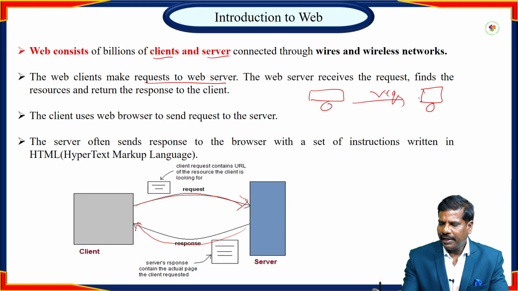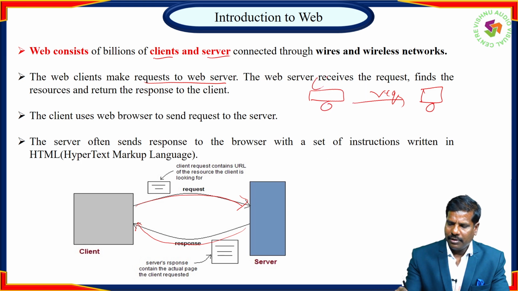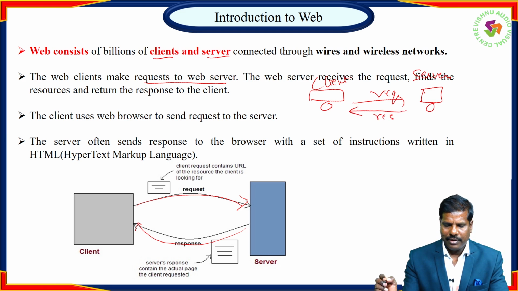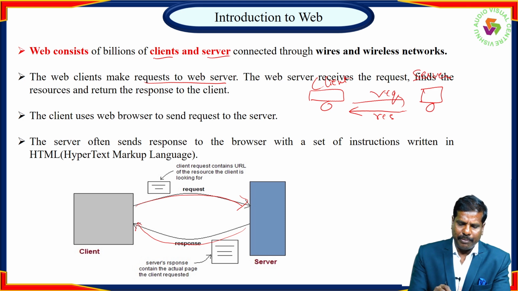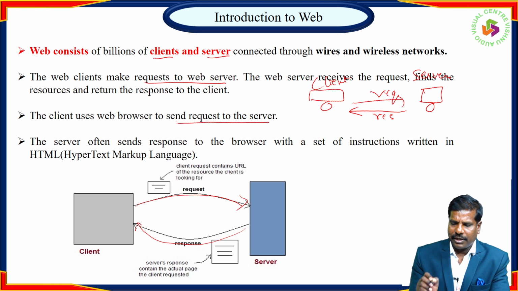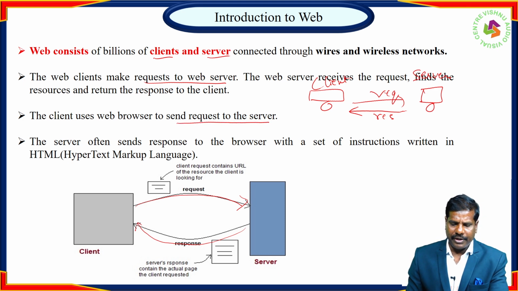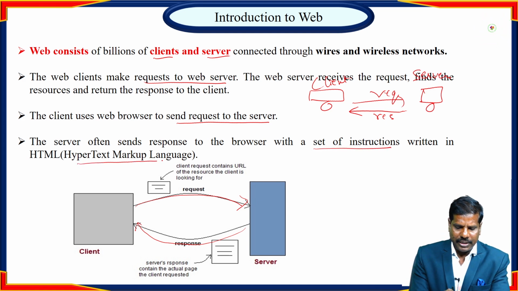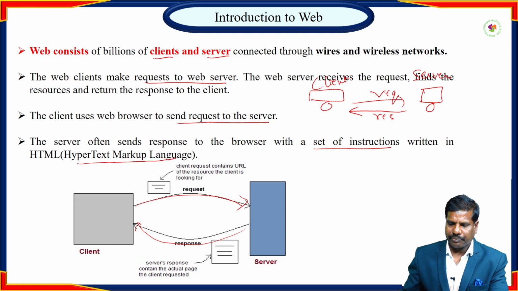This is a client, and this one is a server. The client sends a request to the server, and the server processes the request and returns a response to the client. The client uses web browsers to send the request to the server, and the server often sends a response to the browser with a set of instructions written in hypertext markup language.